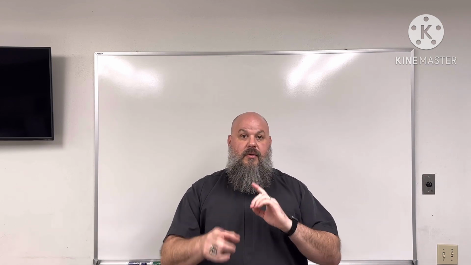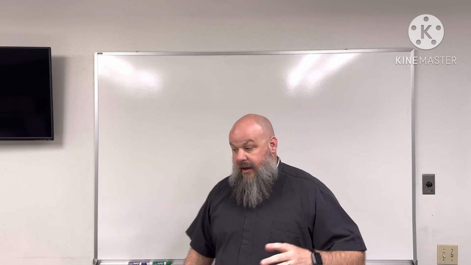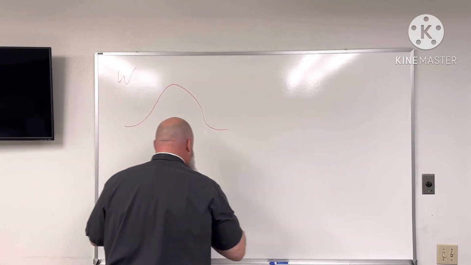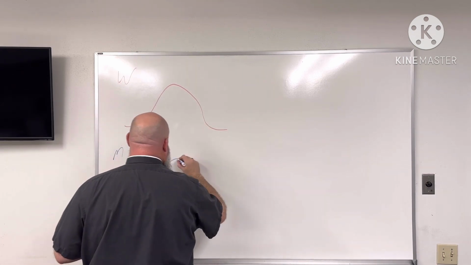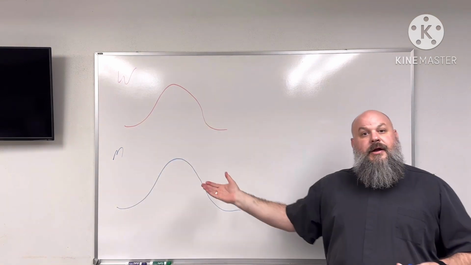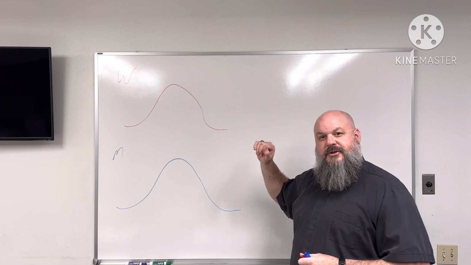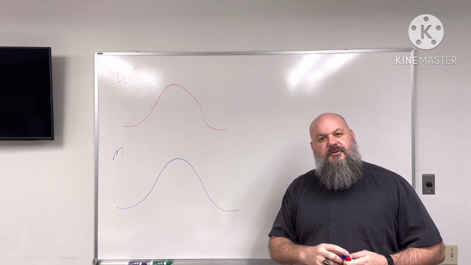So let's take a look at where these bell curves are and what they look like. Men and women both have the same distribution. By the way, there are only men and women, so we won't talk about anything else. Here are a pair of extremely rudimentary bell curves. This identifies the voice distribution of women, this identifies the voice distribution of men.